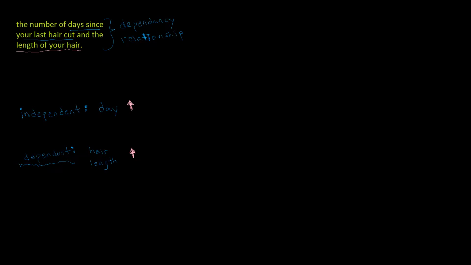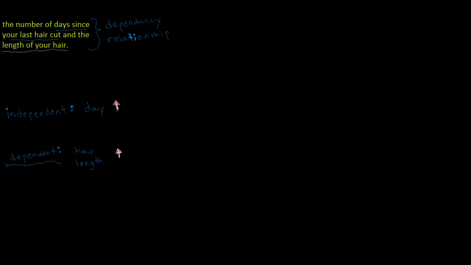In the last video, we looked at dependency relationships, and we're going to take it one step further. I just needed to make a little bit more room there. We're going to take this information and learn how to graph using dependent and independent variables.